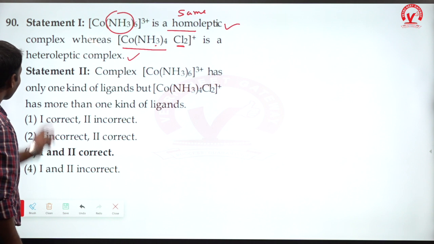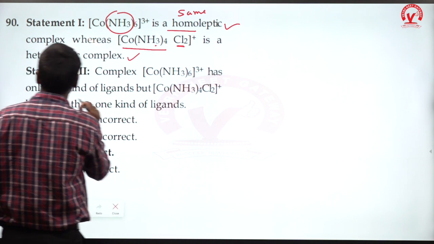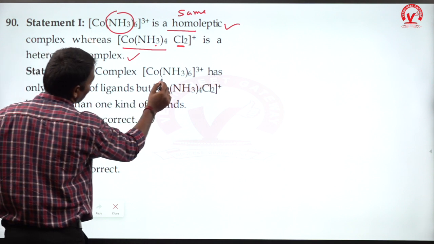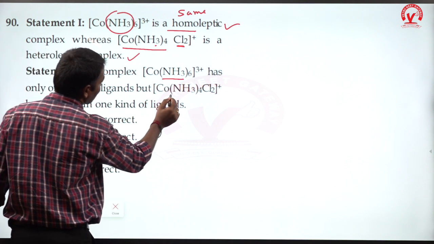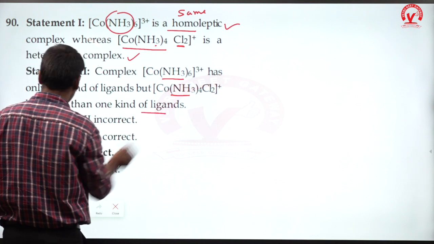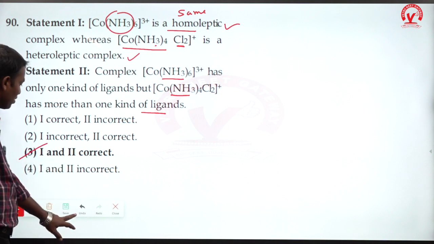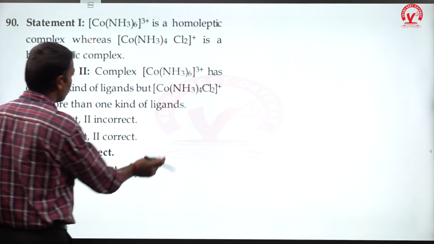Statement 1 is correct. Then statement 2, complex [Co(NH3)6]3+ has only one kind of ligands. Yes, correct. But [Co(NH3)4Cl2] has more than one kind of ligands, correct? Yes, both statement 1 and 2 are correct. Right. Very simple question this. Let's move on to the next question.